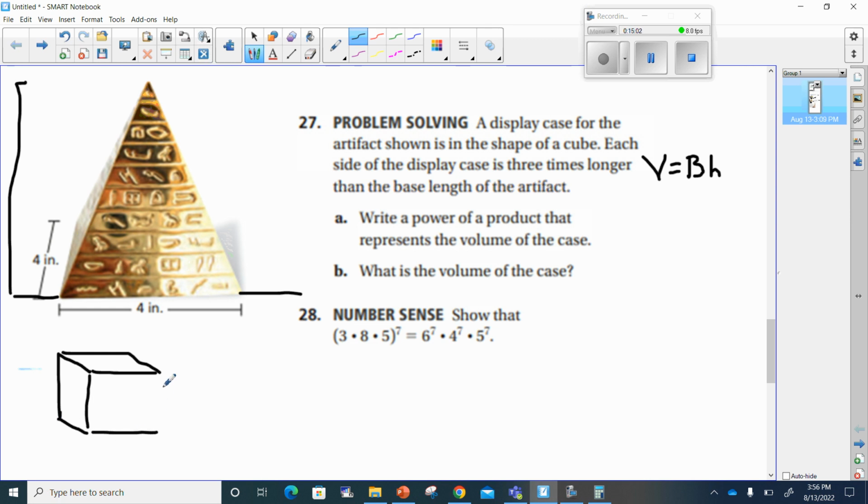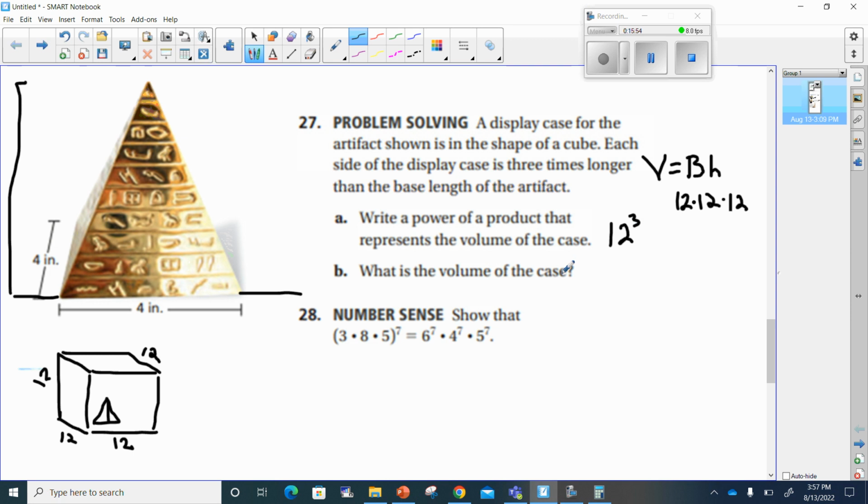Let's just picture it like this. So that artifact is sitting inside of here. And that means this has to be 12, this has to be 12, and this has to be 12. So now they're saying, what is the power product that represents the volume of the case? Well, 12 times 12 times 12, right? Because the base is going to be 12 by 12. If this is 12, that means this is 12 over here. So 12 times 12 is the base. And then when we multiply it to the height, that's also 12. That's 12 multiplied to itself 3 times. So that means 12 to the third power.